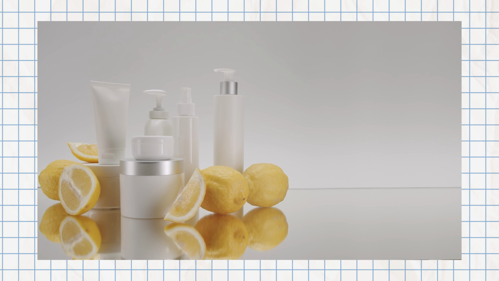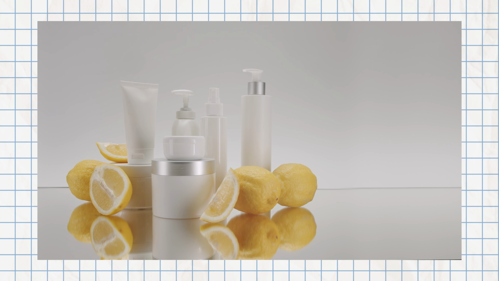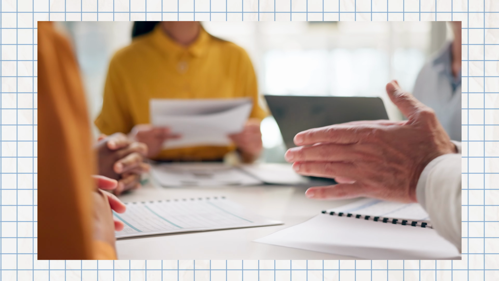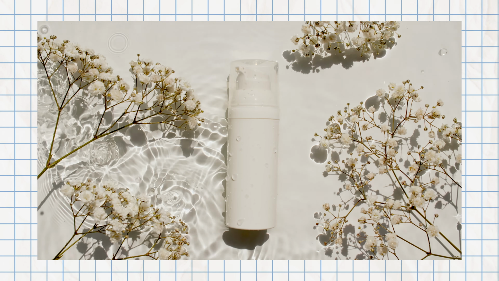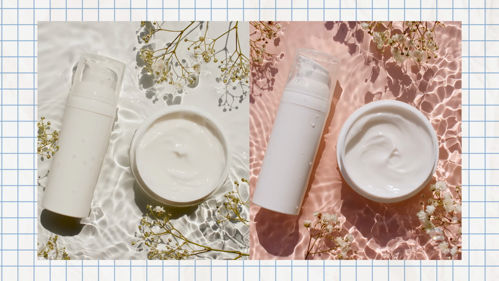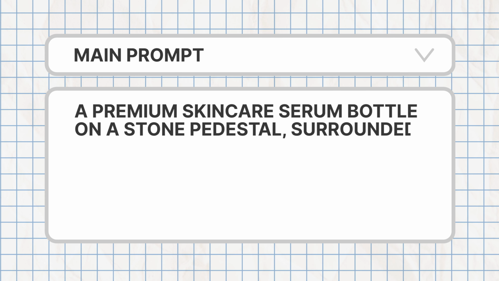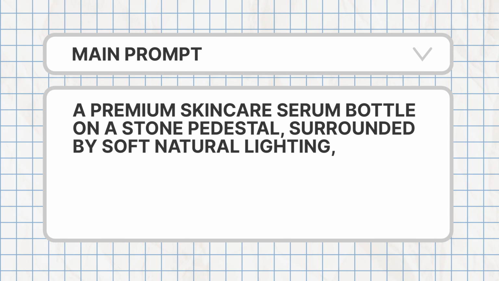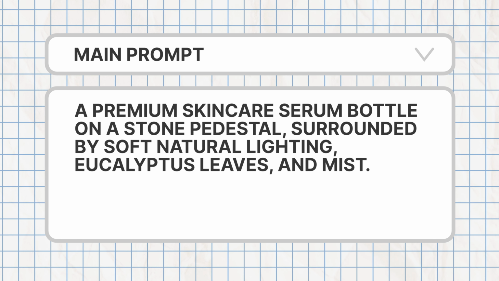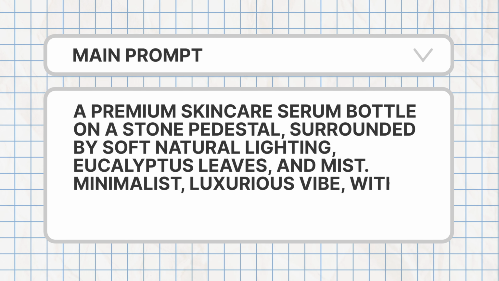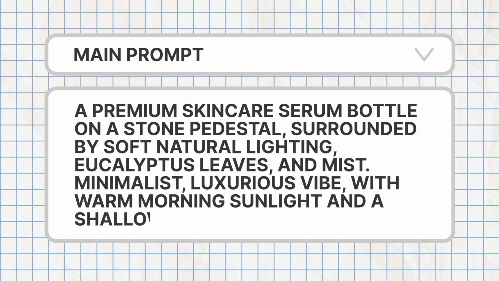All right, let me show you our base prompt. I created it to be more practical for a specific use case. So imagine for a second that we're working with a skincare brand and we need to work on a concept for how we're going to be showing off a new lotion bottle, and we want it to be aesthetic and calming and things like that. So our base prompt is: a premium skincare serum bottle on a stone pedestal surrounded by soft natural lighting, eucalyptus leaves, and mist. Minimalist, luxurious vibe with warm morning sunlight and a shallow depth of field.